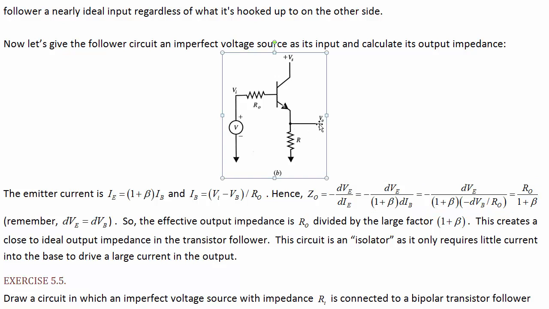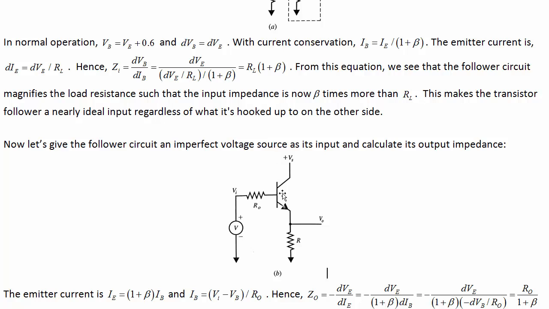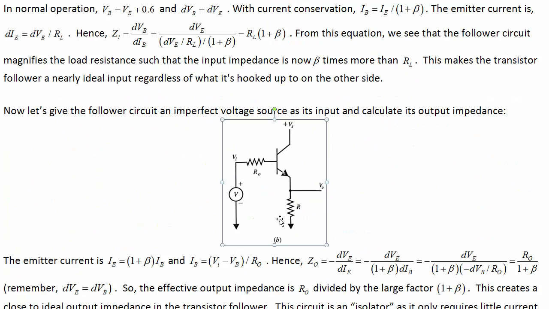So what that means is, looking through the transistor follower circuit from the output side, it takes any output impedance of the stage before and divides it by 1 plus beta. So the transistor follower does, again, really great things for input and output impedance.